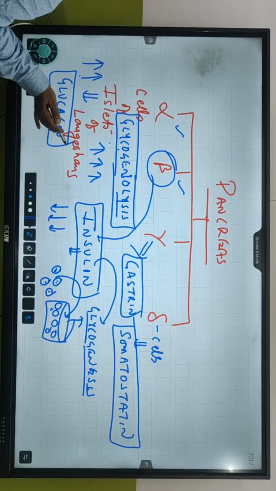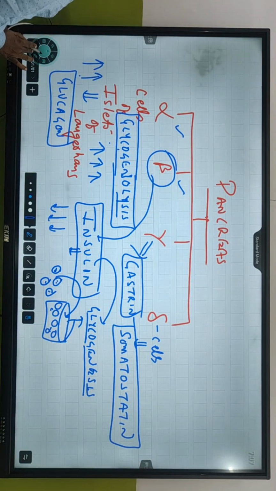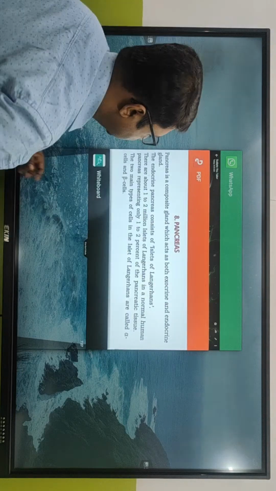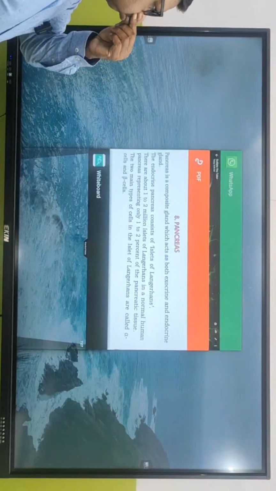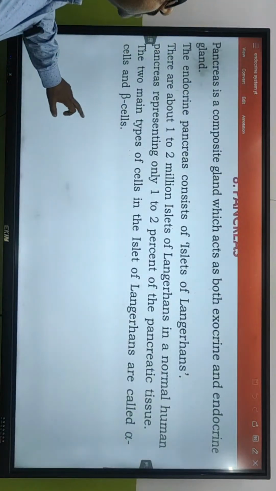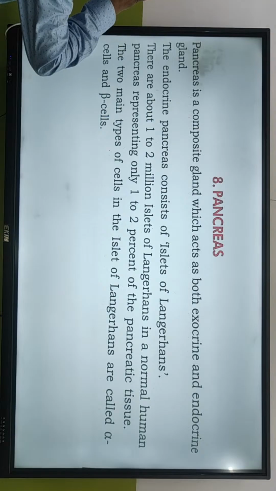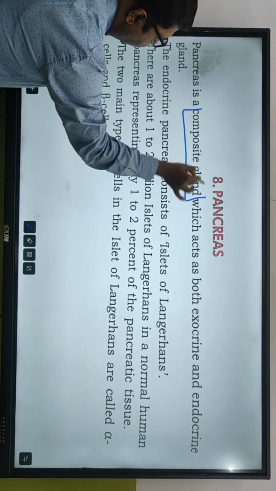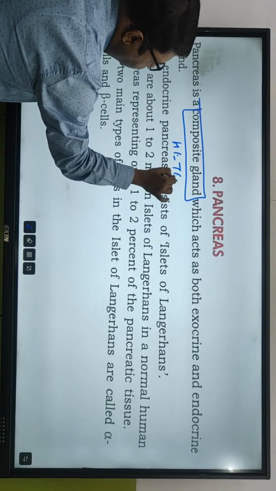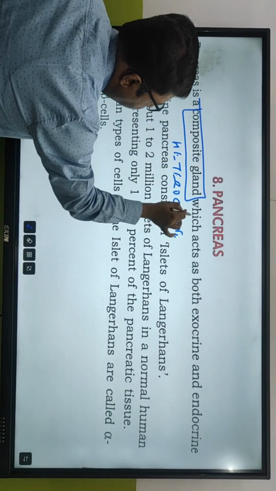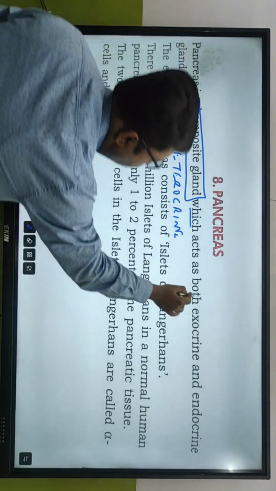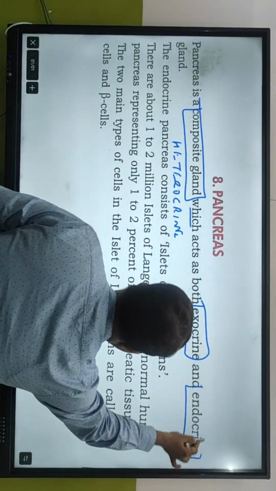So there are special types of cells called beta cells of islets of Langerhans. Fine. Let us get into what NCERT has to say. In your book, two cells are talked about, that is alpha and beta cells. Pancreas is a composite gland. What is a composite gland? A heterocrine gland. Pancreas is a heterocrine gland which acts as both an exocrine as well as an endocrine gland.